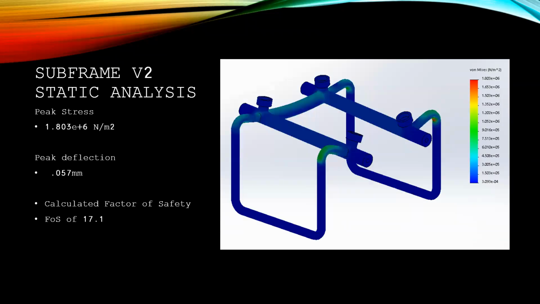Applying the same load and analysis as the version 1 subframe, the version 2 resulted in a peak stress of 1.803 times 10 to the 6 newtons per meter squared, with a deflection of 0.057 millimeters. The same calculation done for the version 1 subframe was repeated to estimate the factor of safety, which determined that the version 2 frame had a factor of safety of 17.1, which is noticeably lower than the version 1. This difference could be attributed to the lower amount of material used in the version 2. In the next slide, I'll summarize the material properties as well as the costs associated with each subframe version.